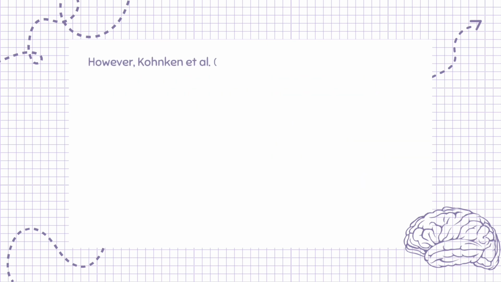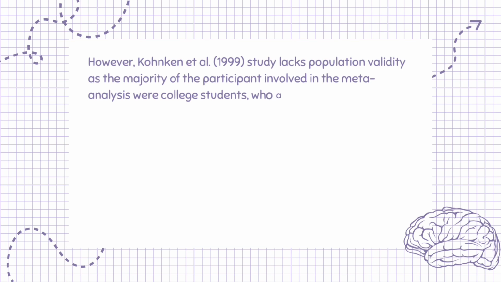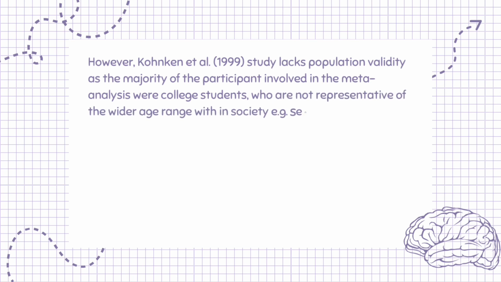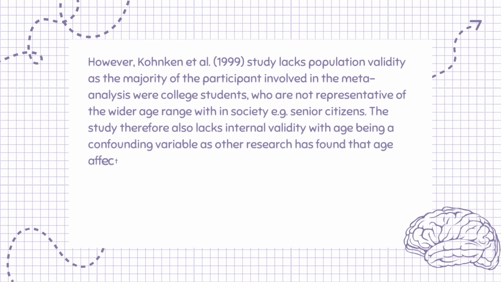However, the Cohn-Ken et al., 1999, study lacks population validity as the majority of the participants involved in the meta-analysis were college students, who are not representative of the wider age range within society, e.g. senior citizens. The study therefore also lacks internal validity, with age being a confounding variable, as other research has found that age affects memory and recall.